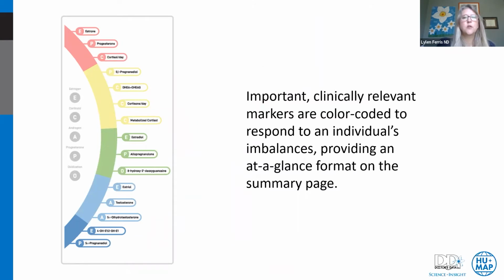So important clinically relevant markers are color-coded to respond to an individual's imbalances, which provides an at-a-glance format on the summary page. Dark blue indicates a marker is below range. Red indicates a value is elevated, and light blue through green into yellow is the reference interval. Because it can be functionally important to pay attention when values are trending high or low, we've indicated areas that correspond to low range and upper range.